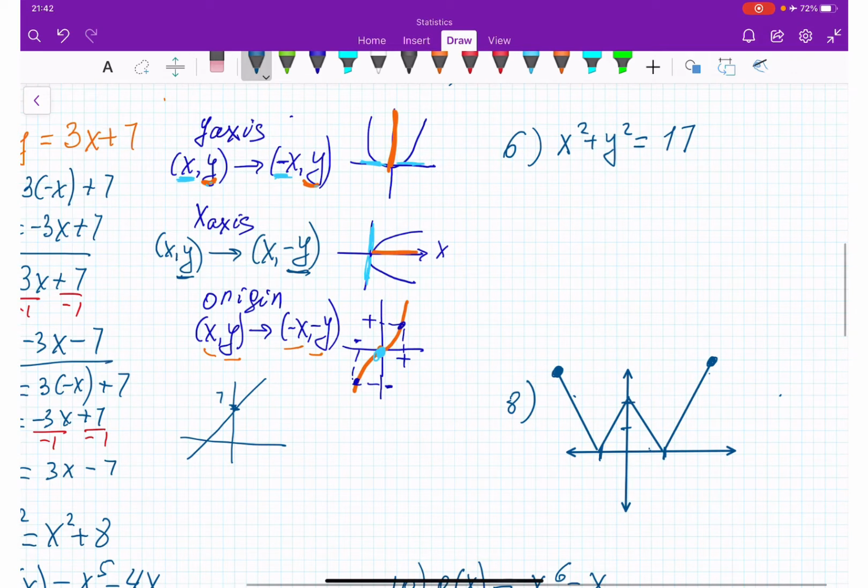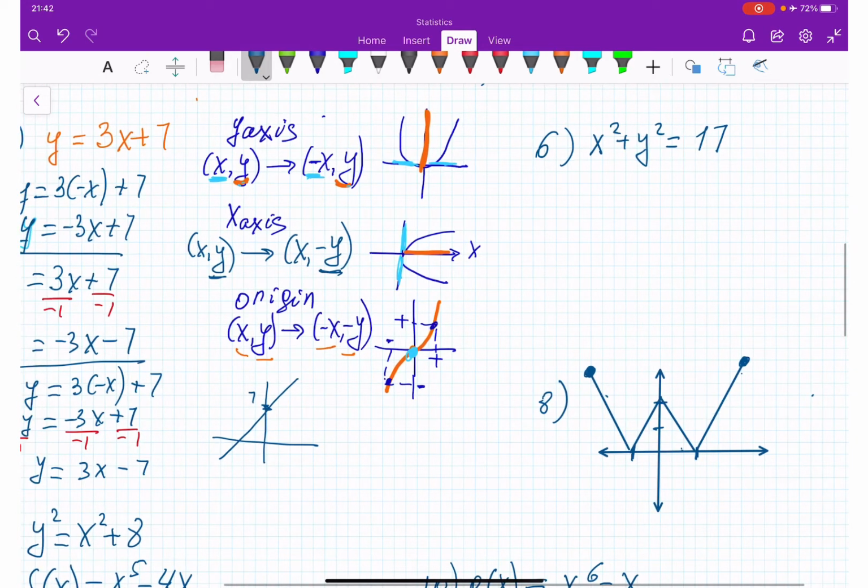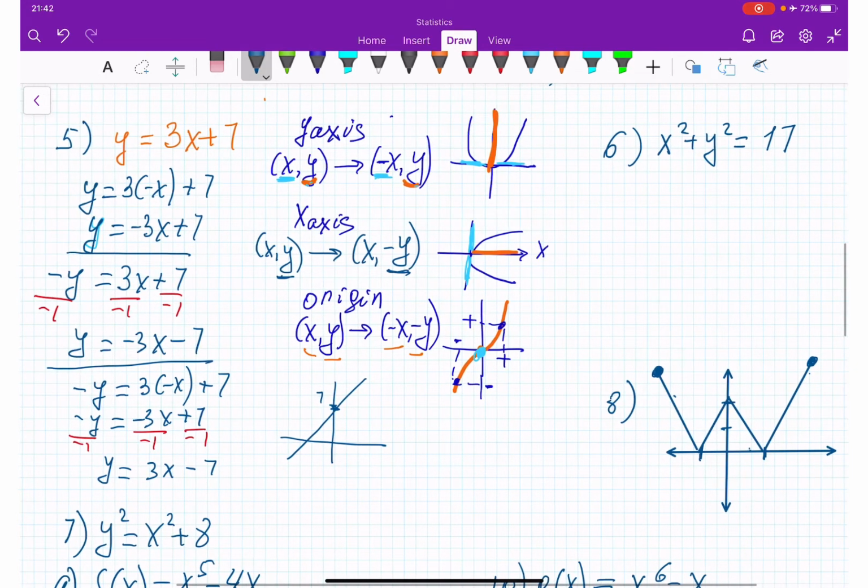X squared plus y squared equals 17. Question number 6. So for number 5, we are answering, the answer is going to be no symmetry.